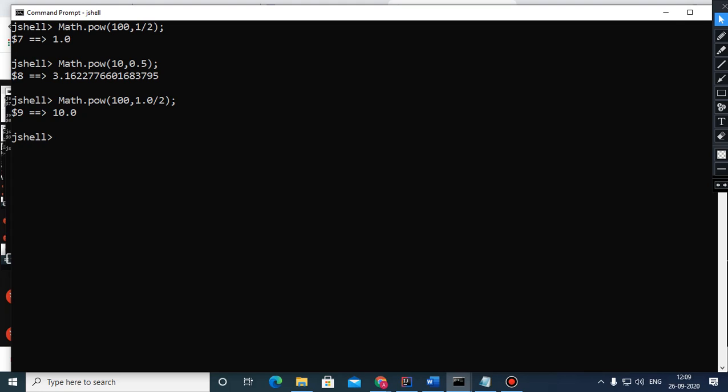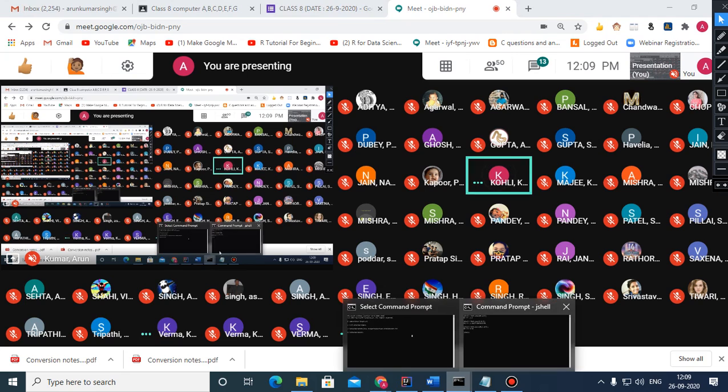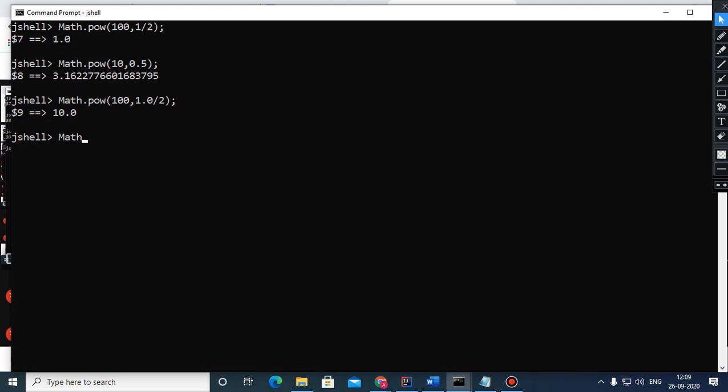Class 8th, any issues? No issues? Okay, now here if I am writing one more function, cbrt, and this is 1000. What is the answer? Children, this function calculates the cube root of any number. It finds the cube root.